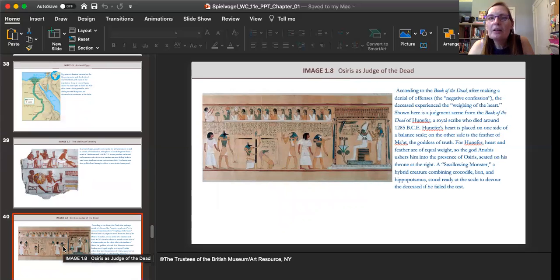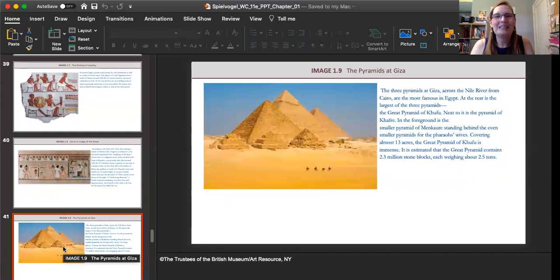And here we are, the Book of the Dead, as I mentioned before. It has a number of spells, and it shows how to prepare for the afterlife. And as you can see, they have hippopotamuses that would wait to devour you. So you definitely want your ma'at to be well balanced. And of course, the pyramids.